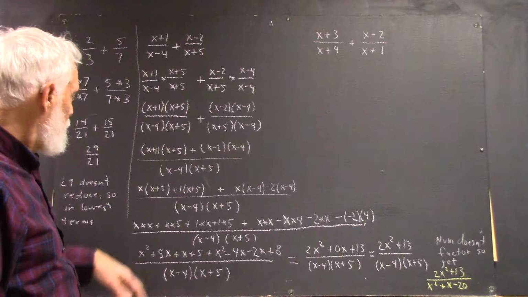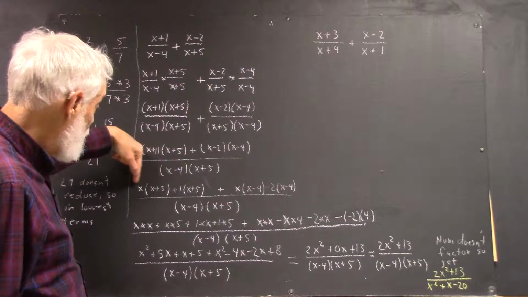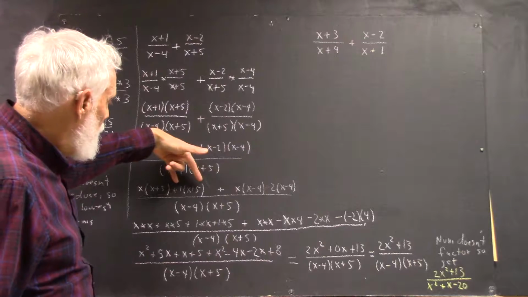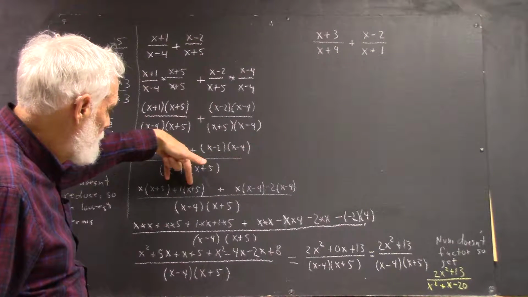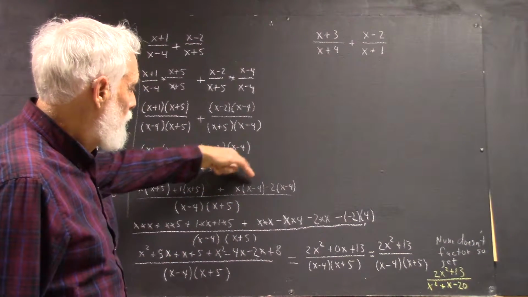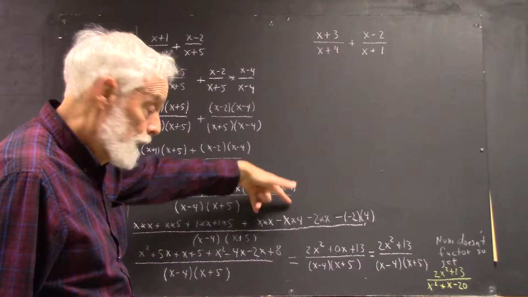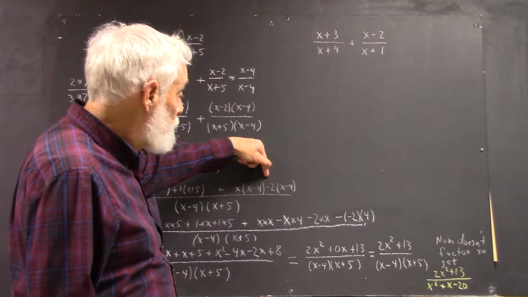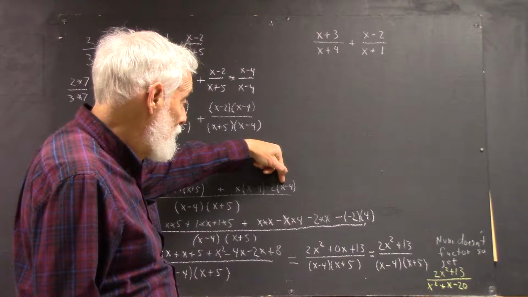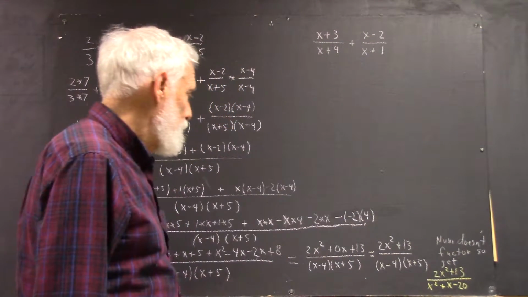Now, x times x plus 5 is what? x times x plus x times 5. Okay? And 1 times x plus 5 is 1 times x plus 1 times 5, which I've written here. x times x minus 4 is x times x minus x times 4. And minus 2 times x minus 4 is minus 2 times x minus minus 2 times 4. That's the way I've written this.